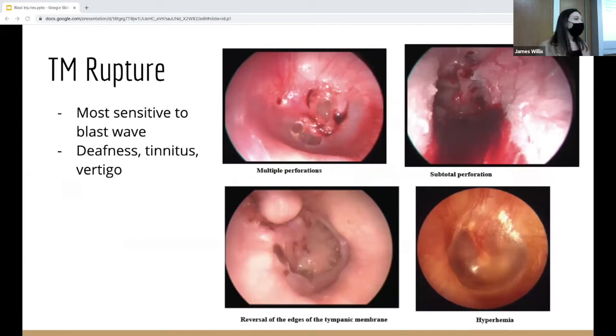The ossicles can also be dislocated if the pressure is high enough, and disruption of the oval or round window may also cause permanent hearing loss. So it is something to think about if you see a ruptured tympanic membrane in your patient.